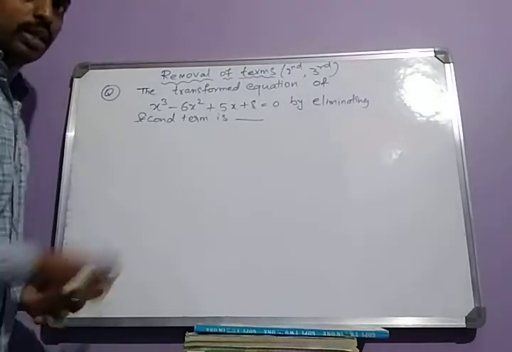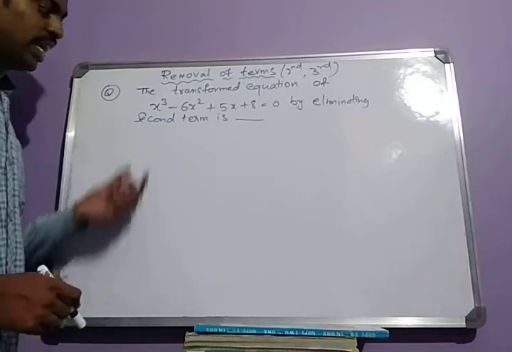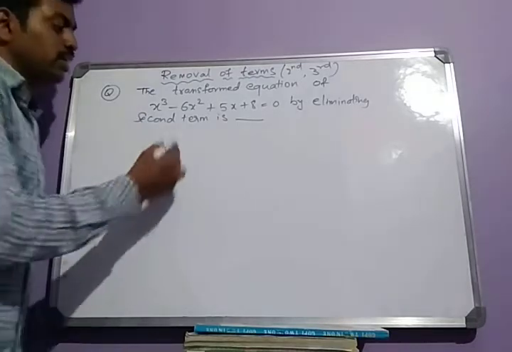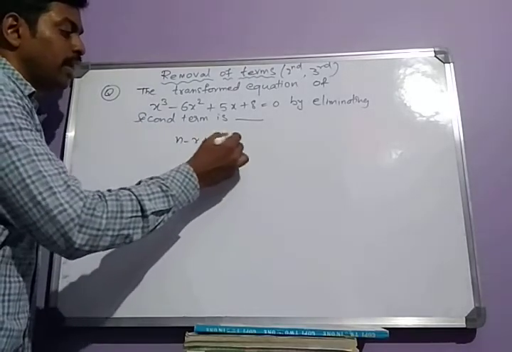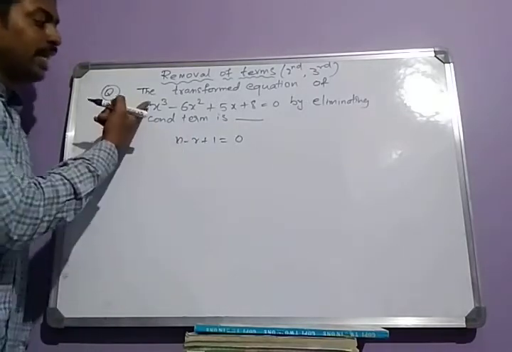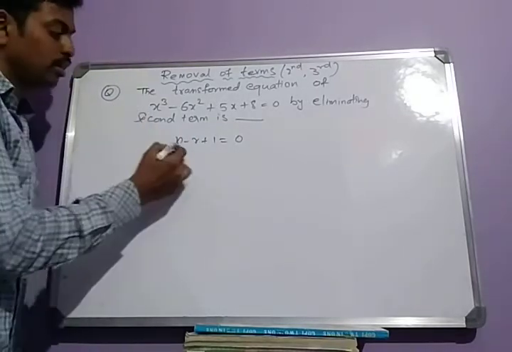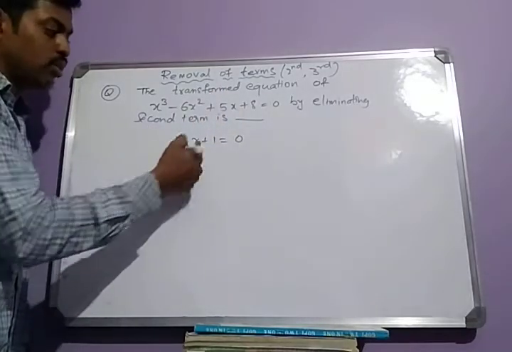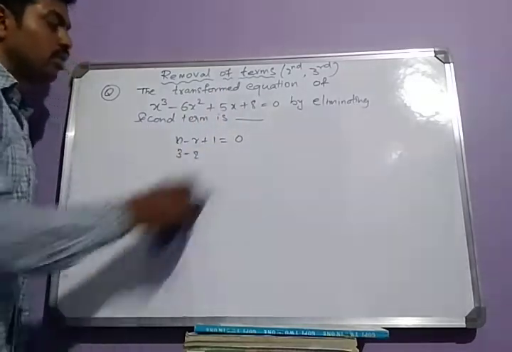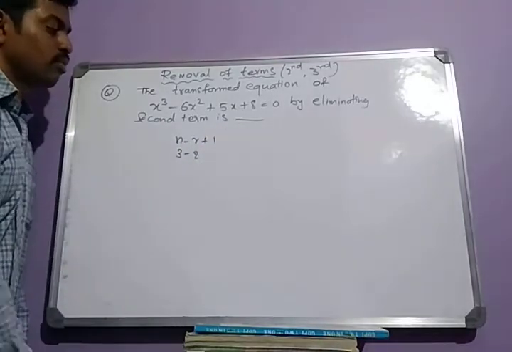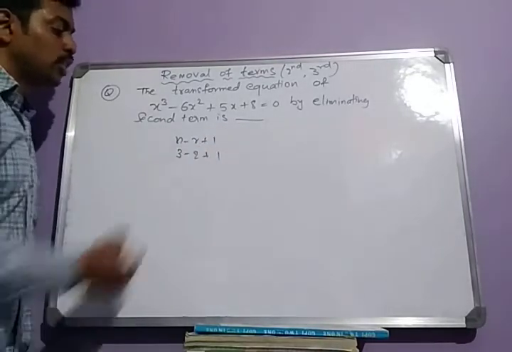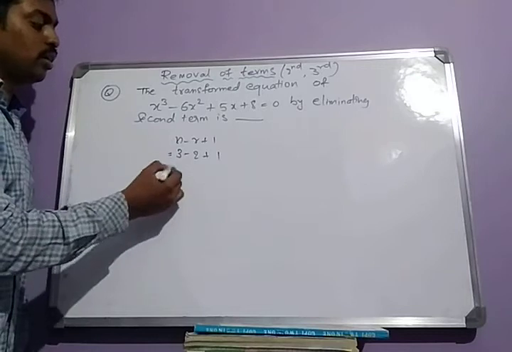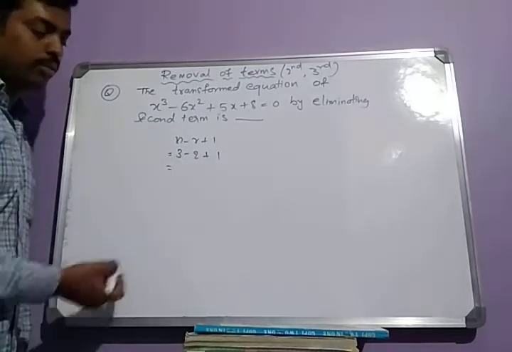But particularly the x square term should not be there. Then how to transform it? First let us see what n minus r plus 1 is equal to. Here n is the degree of this polynomial, which is 3. R means which term? You are going to eliminate the second term, so the r value is going to be 2. Plus 1. So what is the value of n minus r plus 1? You will get 2, right?